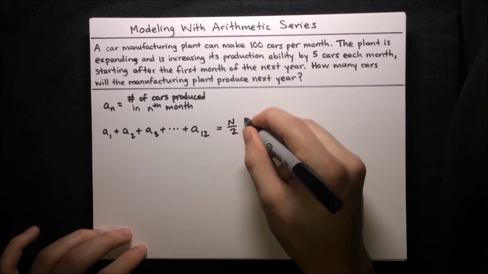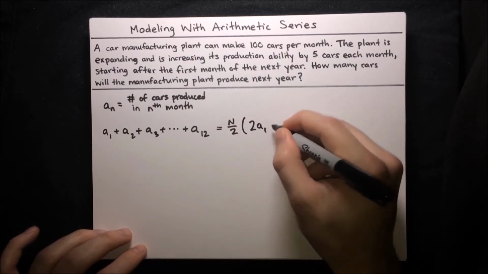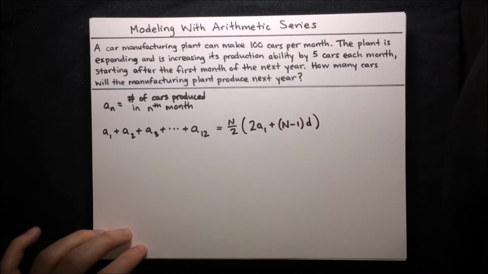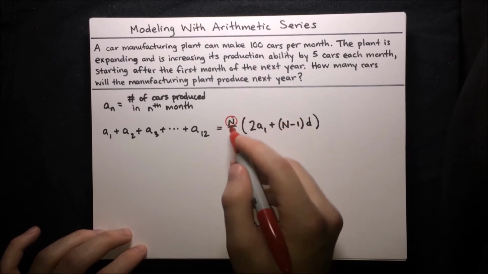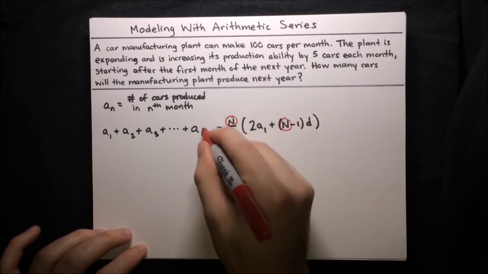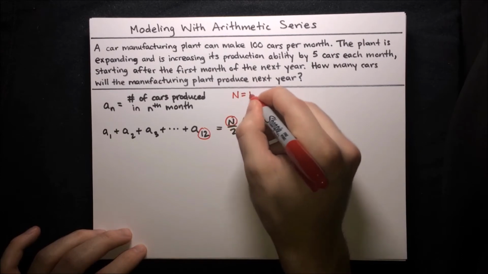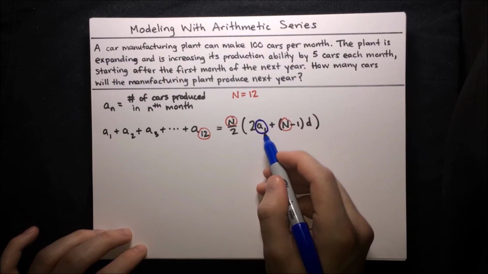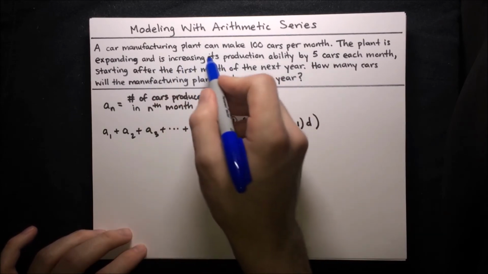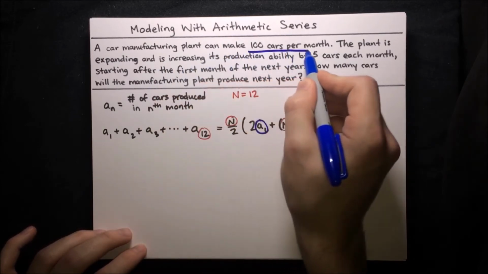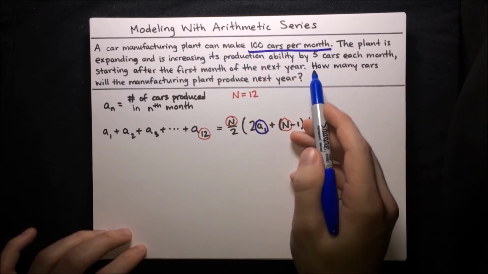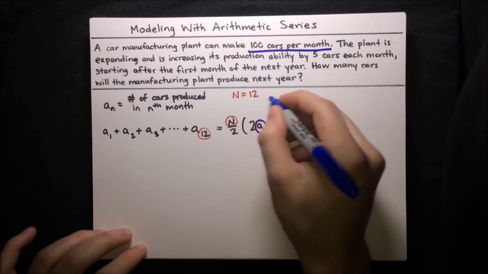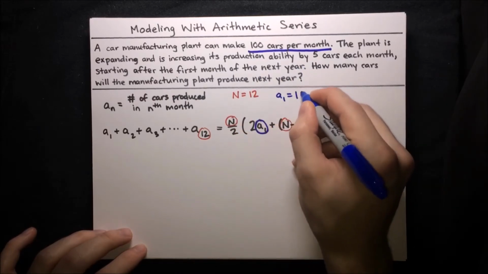Remember, the formula goes like this: n over 2 times the quantity 2a_1 plus n minus 1 times the common difference. Capital N is, of course, the number of terms that we're summing up, so N is just 12. Then a_1 is the first term of the sequence, and that's given in the problem statement. It says that the plant can make 100 cars per month. That's the starting amount. It's only after the first month that the number of cars per month starts increasing. So we're starting with a_1 equals 100.